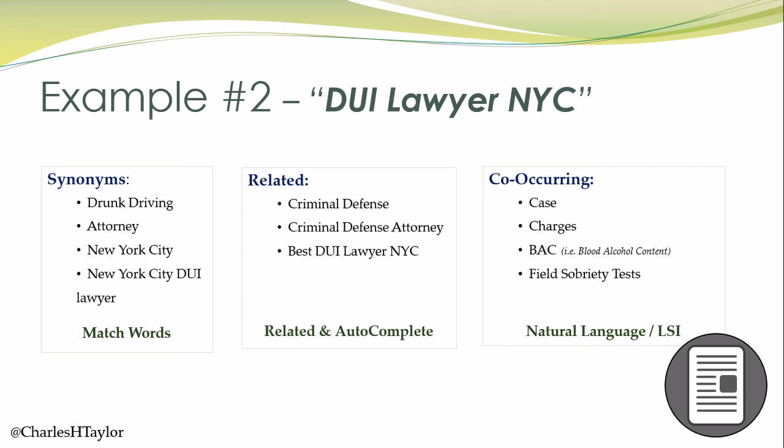But the co-occurring terms are really what give Google the better understanding. And some examples for this would be case, charges, BAC, which stands for blood alcohol content, and field sobriety tests. Those words, when used in conjunction with the search query, give Google a much greater understanding of what your content is about. So that's the key to ranking. The key is not only using the keyword and the synonyms and the related terms, but you have to make sure you're using a lot of these co-occurring terms as well.